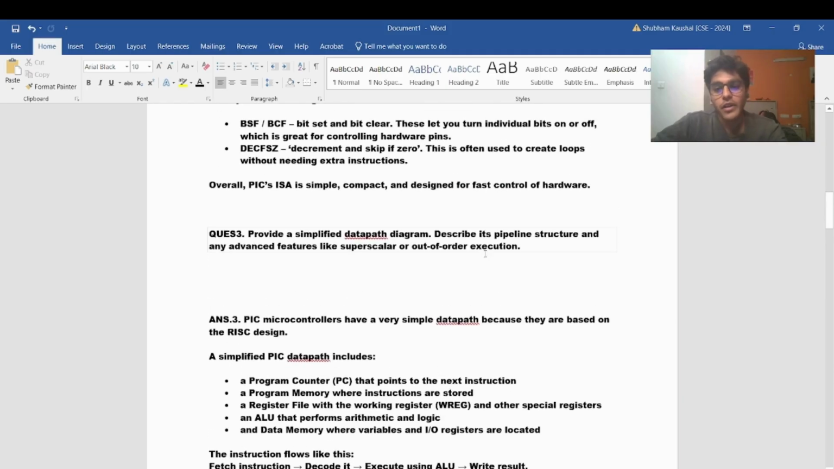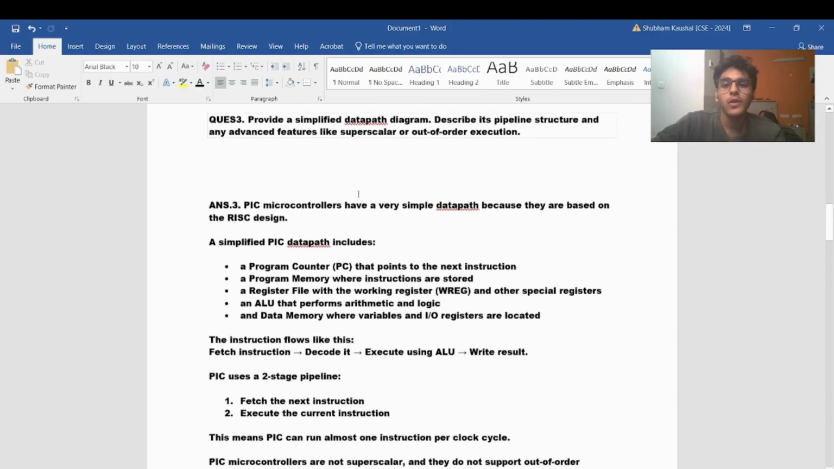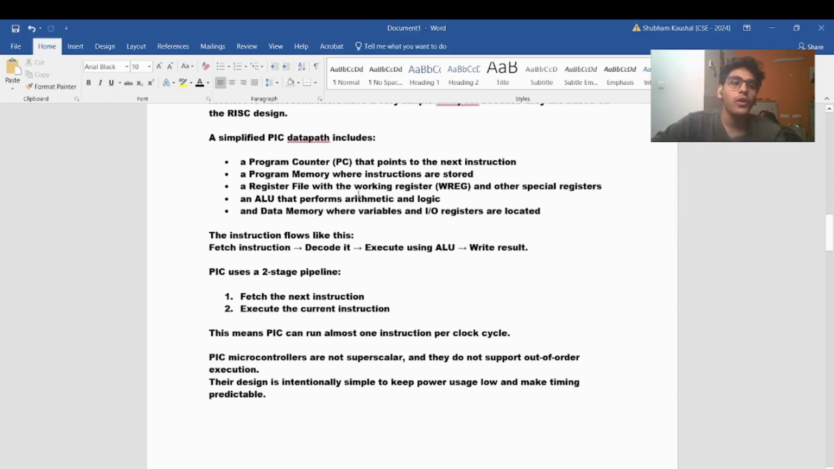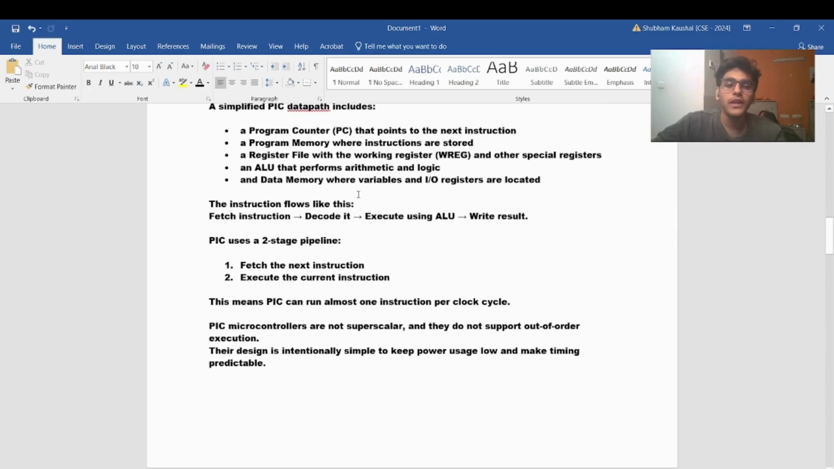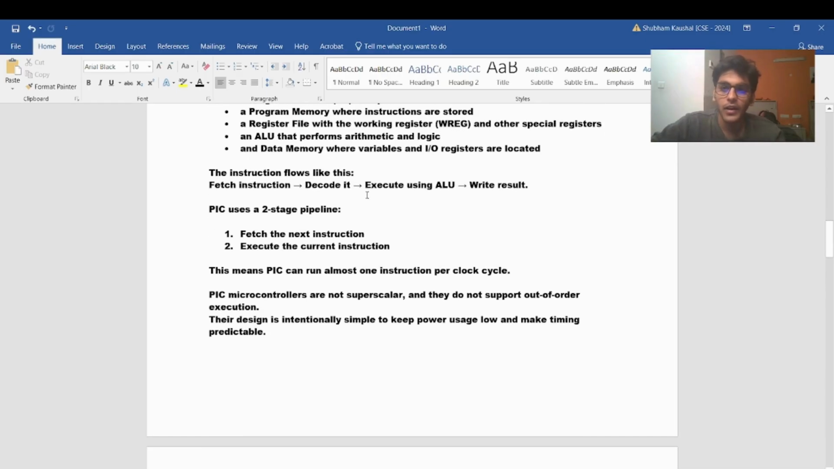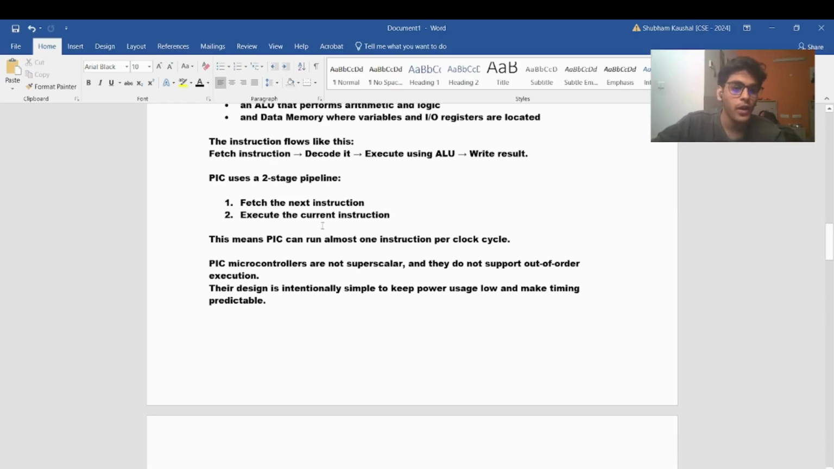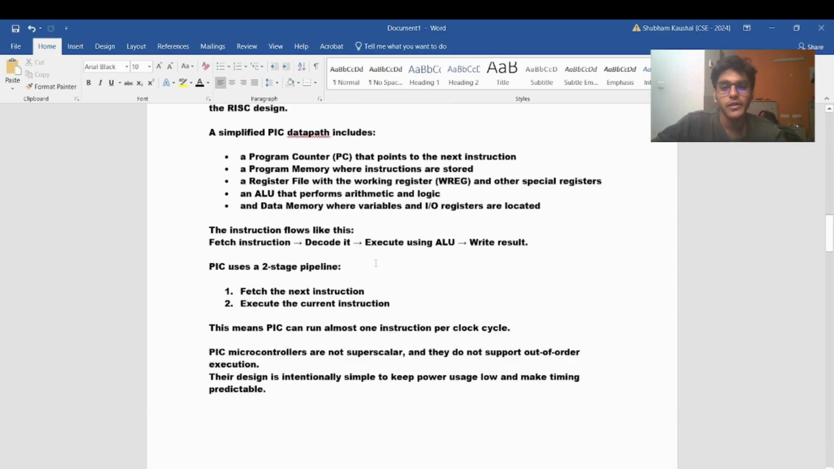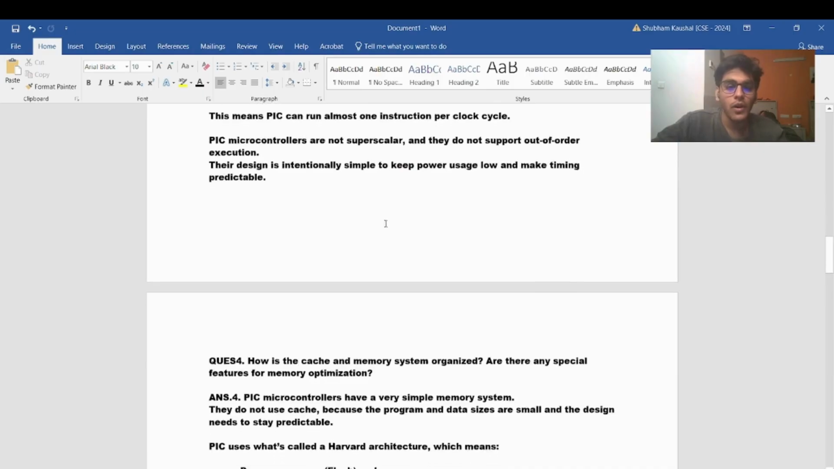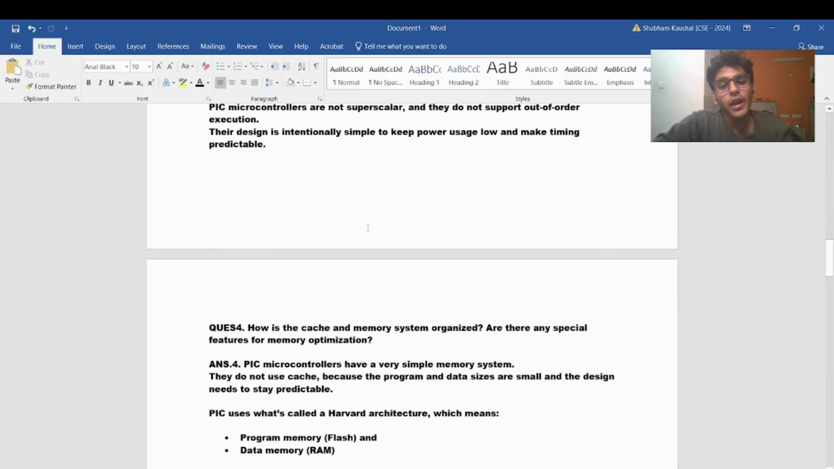And as given in the question above, they don't have any advanced features like superscalar or out of order execution because as we've already studied, the PIC is very simple and it requires low power. So that's why we won't have these special attributes. Coming on to the next question, we will be studying about the cache and memory system organization, how it is done in PIC. So cache is not present in PIC due to the same reason again.